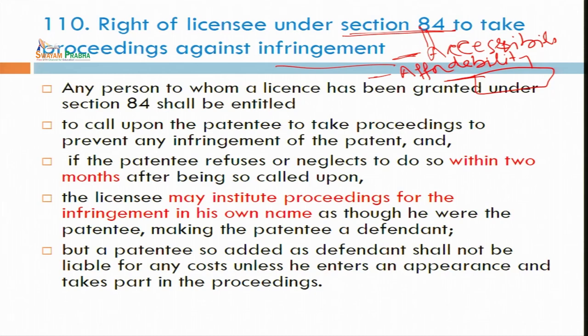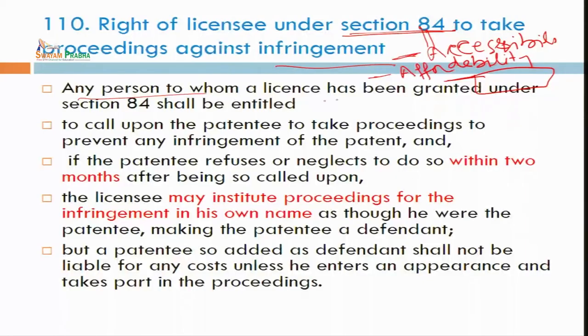When a compulsory license is granted to a person, he becomes a licensee and puts his foot in the shoes of the owner. Being a patentee or a license holder, he also has rights under section 110 in case of infringement. A compulsory license holder can file a case against the infringer in this capacity. Any person to whom a license has been granted under section 84 shall be entitled to call upon the original patentee to take proceedings to prevent any infringement of the patent. First, just like a legal notice, he serves the information to the patentee regarding the infringement.